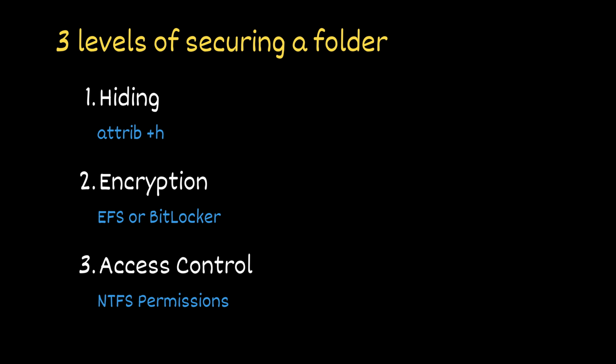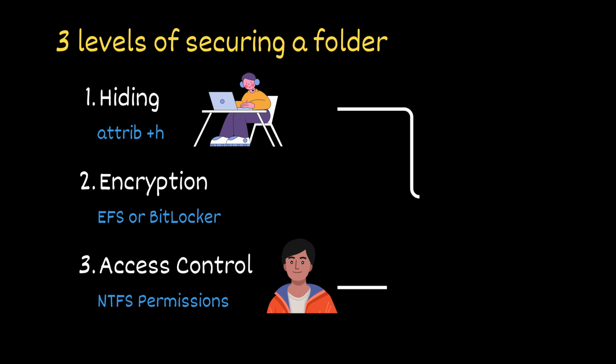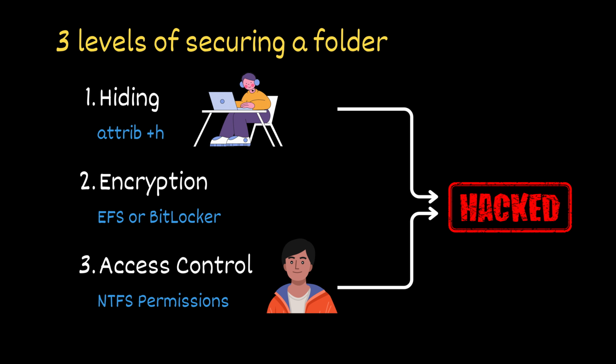And finally, the third level is access control through NTFS permissions. This restricts who can open, modify, or delete a file based on their user account. You can restrict the kid's account from accessing the parents' folder or prevent interns from modifying HR documents. This works as long as everyone logs in with their own account and no one has administrative privileges. Sally chose level 1. Kim's access gave him level 3 privileges. The result? Complete exposure.